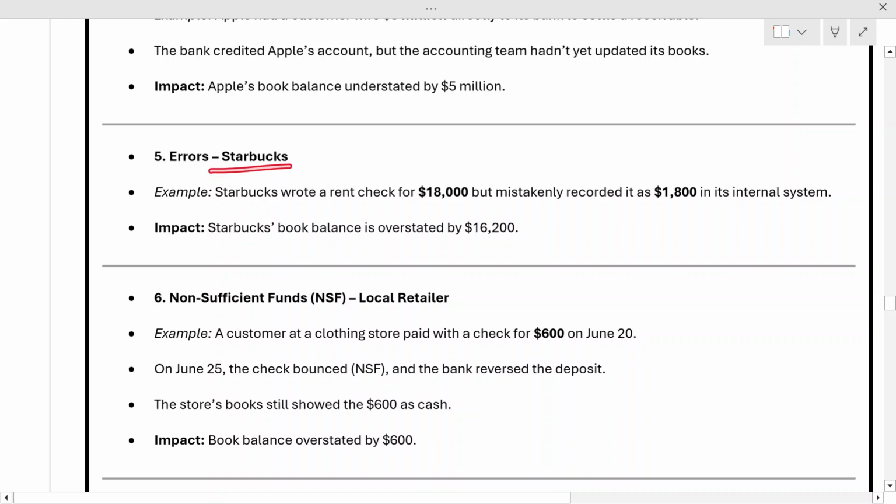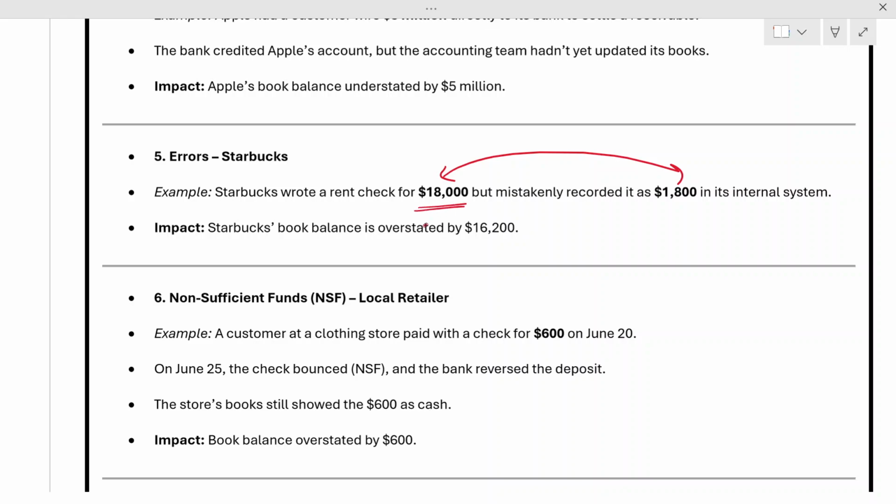Let's see the example of Starbucks, wherein Starbucks wrote a rent check for $18,000 but mistakenly recorded it as 1800 in the system. Now this is a mistake which has been made in the books of accounts of Starbucks, so we call it an error case. Now what will happen? Effectively, Starbucks' book balance is overstated by 16,200, the difference of both of them. And why? Because they wrote a rent check for 18,000 but mistakenly recorded it as 1800.